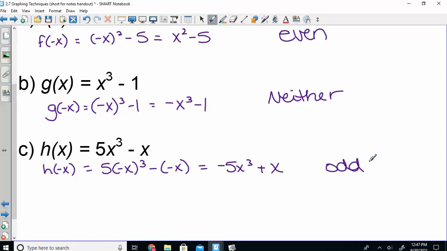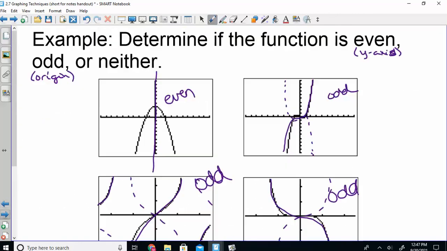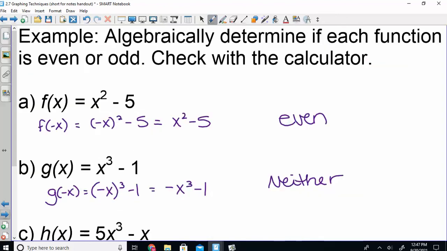You are also welcome to graph these and look at your graphing calculator like we looked at these graphs and decide even or odd from there. So there's an algebraic way of doing it, and then there's a graphing way of doing it. I have more examples on here. Do we need them? We're good?